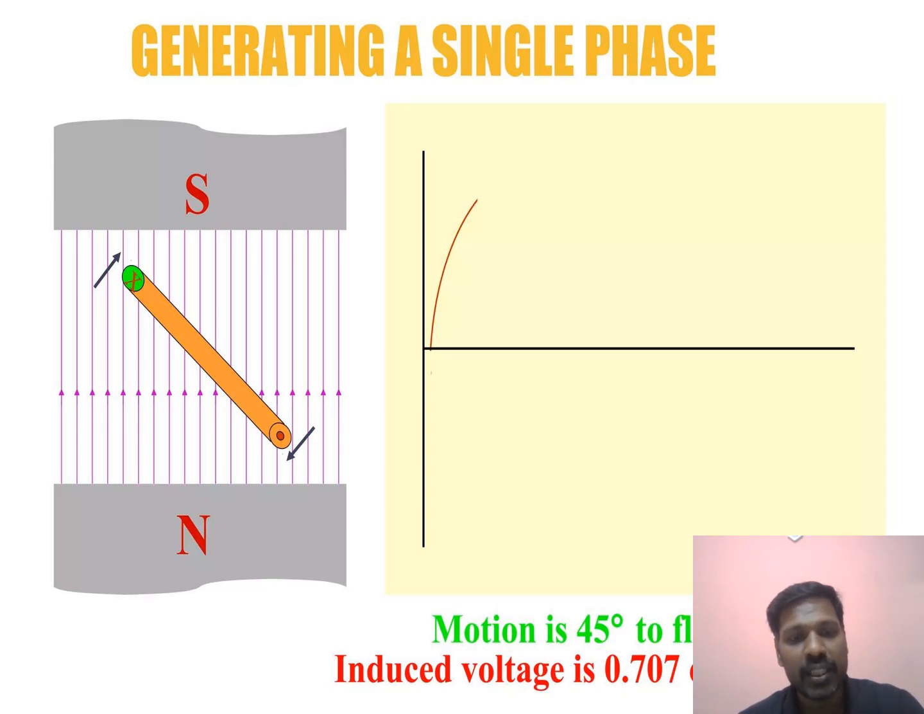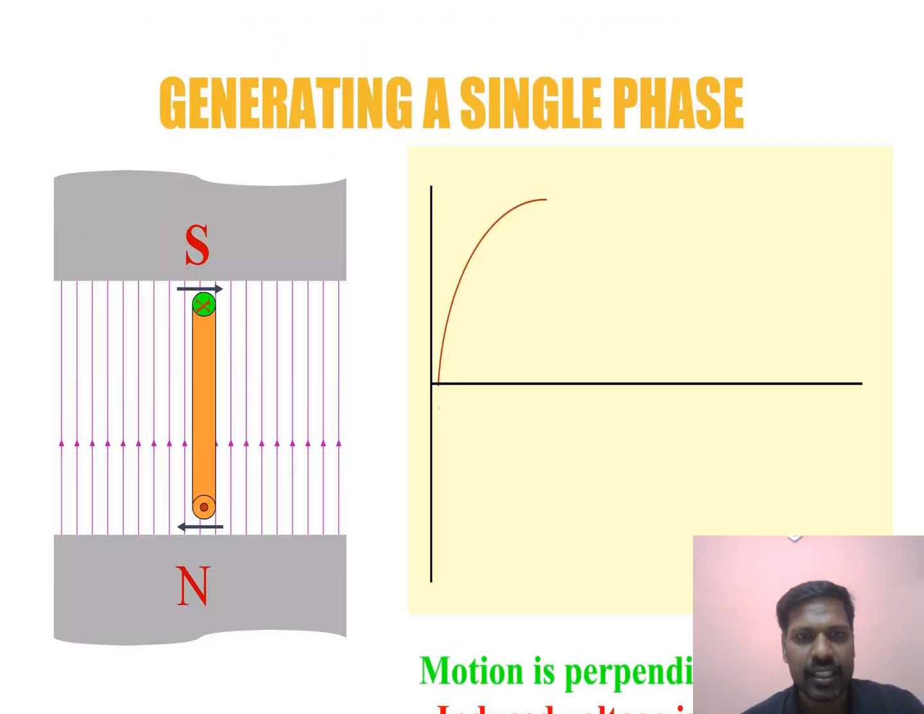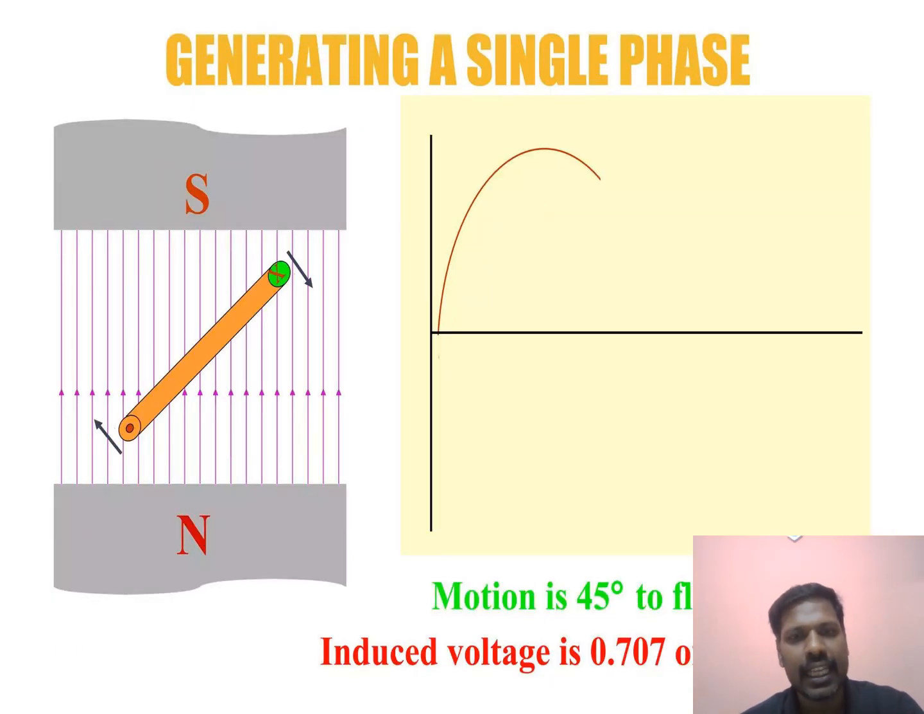When the motion is perpendicular to the flux, the conductor cuts the maximum number of flux lines per second and the induced voltage reaches its maximum. As the conductor continues to rotate back towards a parallel position, the induced voltage decreases again to zero. So in this diagram, it is at the 45 degree position, and now it is in the perpendicular position, so the sine waveform reaches the maximum value. As you can see, it is rotated again and comes near to zero.